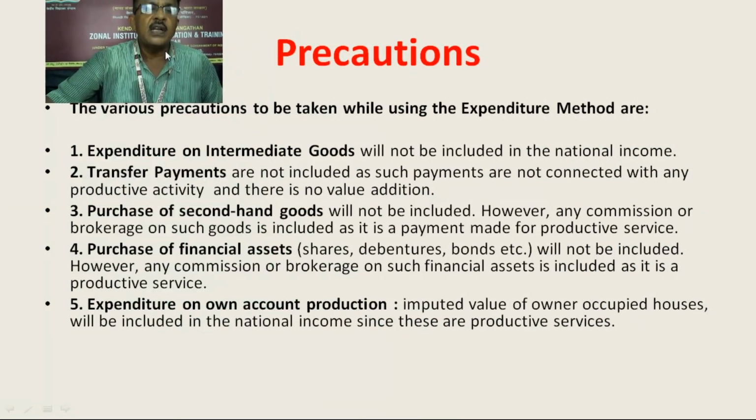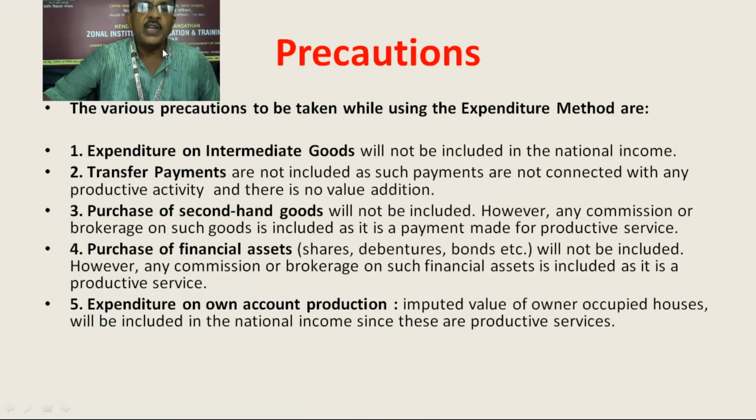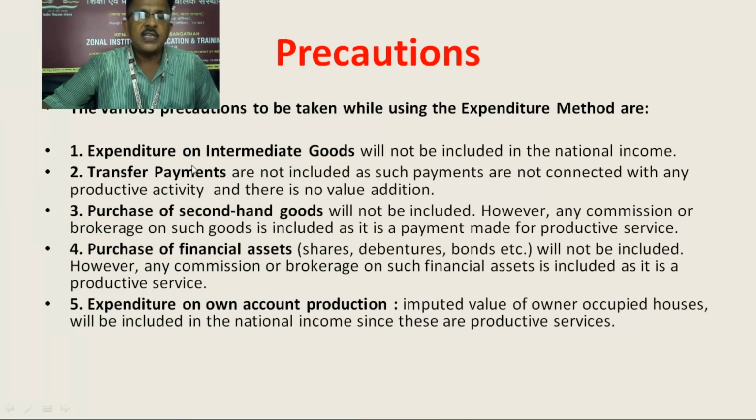calculating the national income by expenditure method, the various precautions to be taken while using the expenditure method are: expenditure on intermediate goods will not be included in the national income. Transfer payments are not included, as such payments are not connected with any productive activity and there is no value addition. Purchase of second hand goods will not be included. However, any commission or brokerage on such goods is included, as it is a payment made for the productive service.